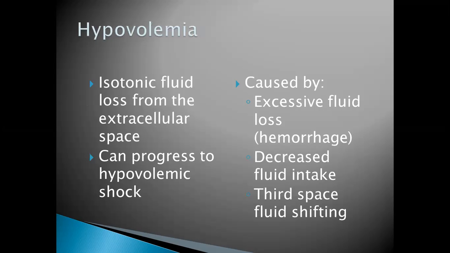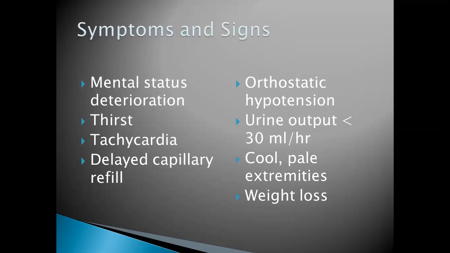Hypovolemia is the loss of isotonic fluid from the extracellular space. It can lead to shock as well. It can be caused by hemorrhage, that is excess fluid loss in the form of blood loss, decreased fluid intake, or third space fluid shifting. Symptoms and signs include mental status deterioration, thirst, tachycardia, delayed capillary refill, orthostatic hypotension, urine output less than 30 ml per hour, cool pale extremities, and weight loss.